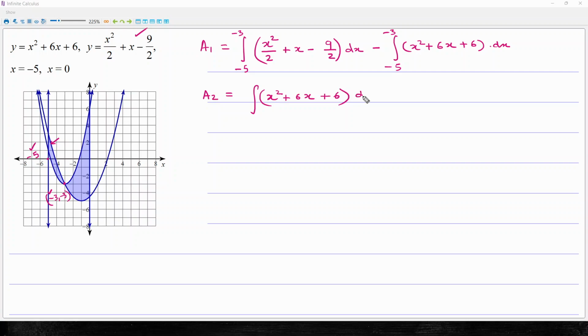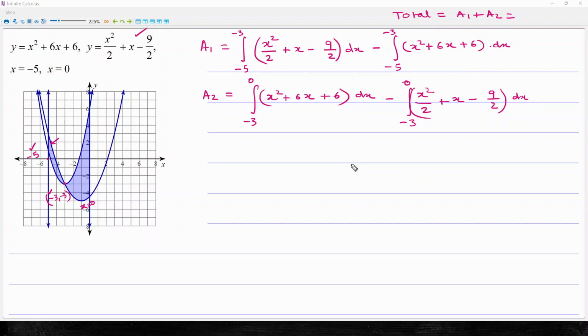And this we need to integrate from -3 to 0. So this is x is equal to 0 there. So we need to calculate from -3 to 0 the upper function minus the lower function, and then finally we need to add them together. So total area will be the sum, and that will be our final answer.